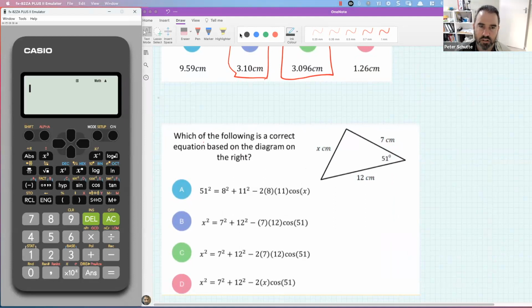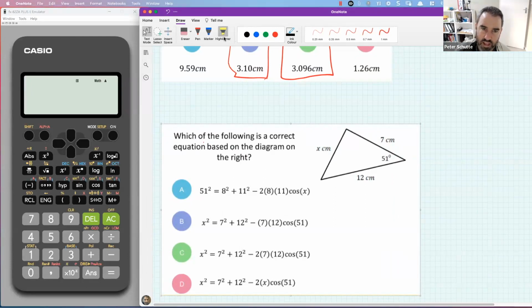So what am I trying to find? I'm trying to find the X, I guess. Well, who knows? I actually have to look at the options. This one starts at 51, but that doesn't seem like it would be right. Because 51, yeah. So what do we have?